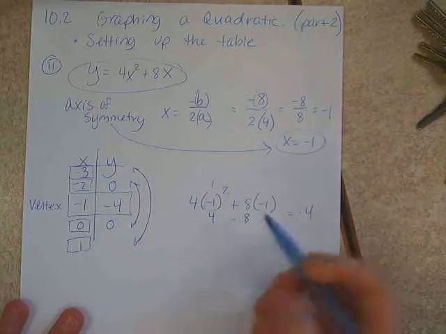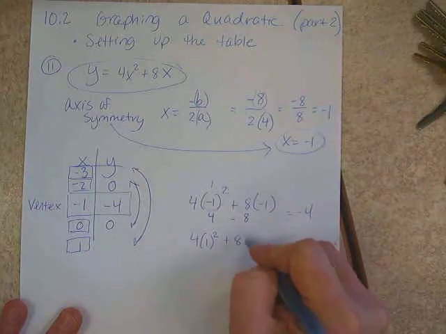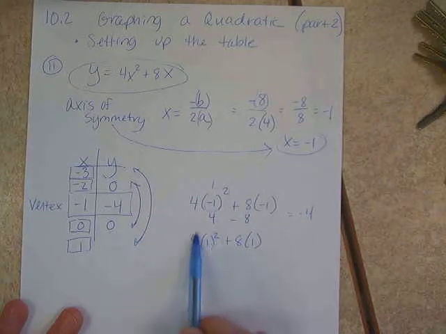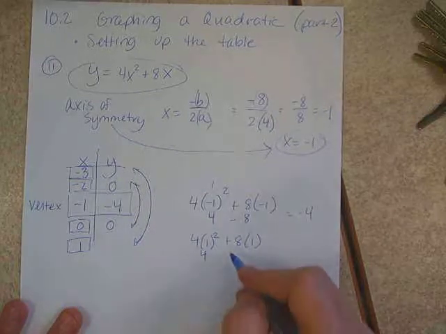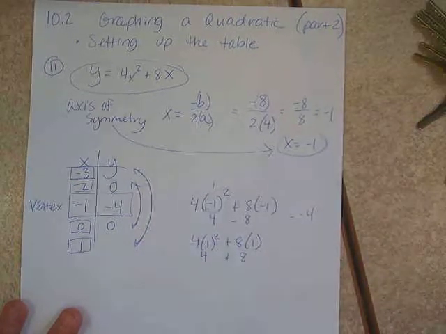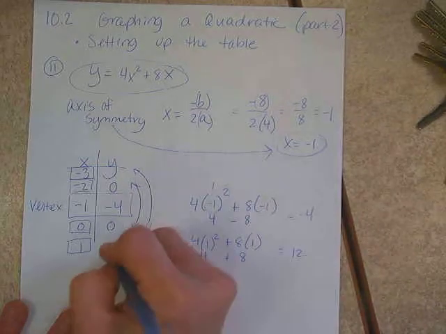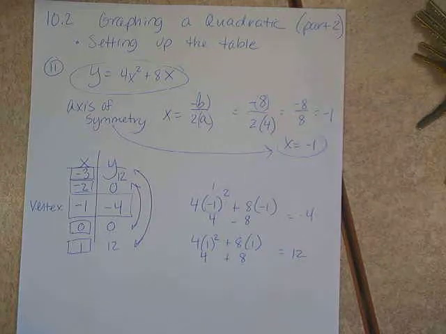And then between negative 3 and 1, I would probably use 1 because less mistakes with the negatives if you're not using them. So we're going to do 4 times 1 squared plus 8 times 1. 1 squared is 1 times 4 is 4. 8 times 1 is 8. And we get 12, so that should be 12, and that should be 12.